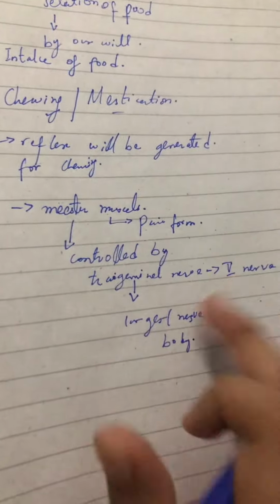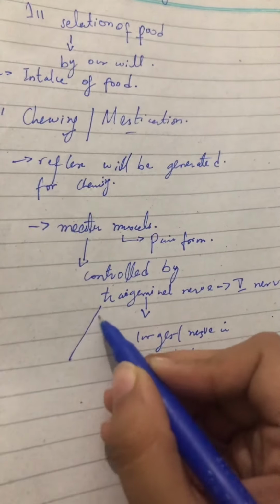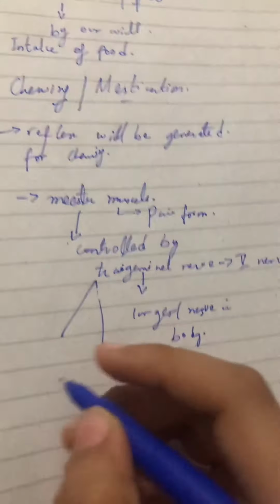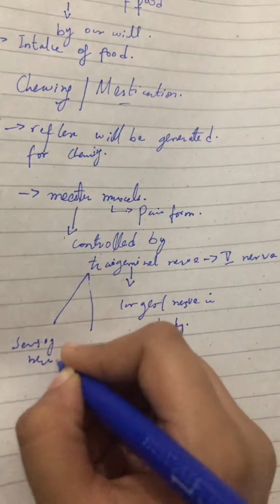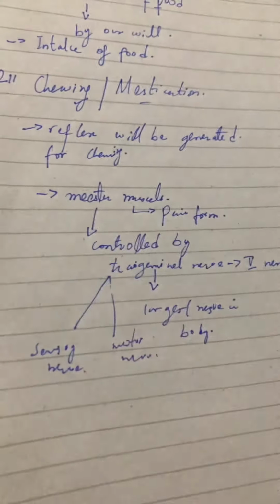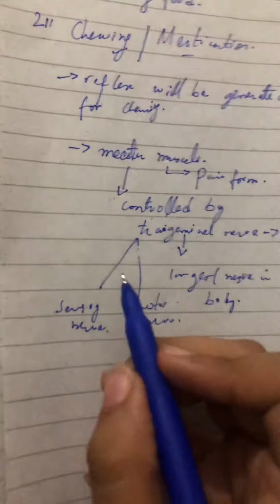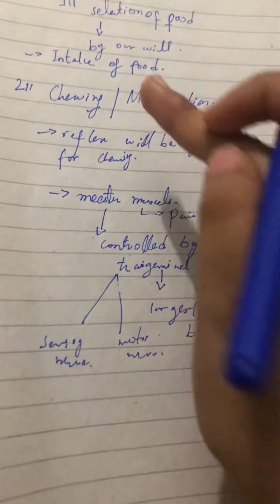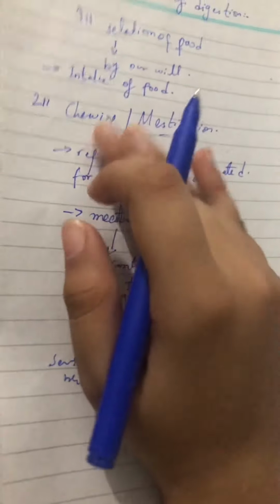Now, as I told, a reflex will be generated. How will the reflex be generated? The trigeminal nerve has both qualities, sensory nerve and motor nerve. What is the work of the sensory nerve? Now the food has entered the mouth, and the process of chewing will occur.